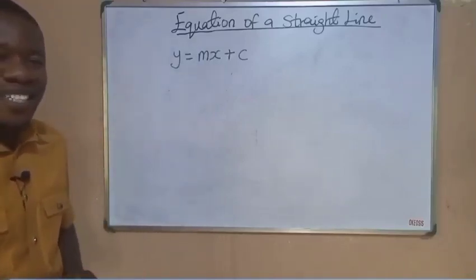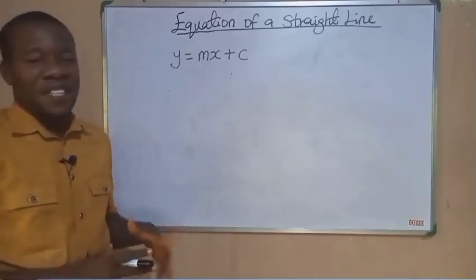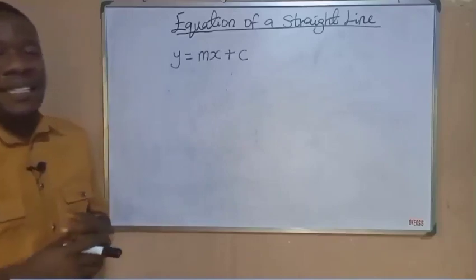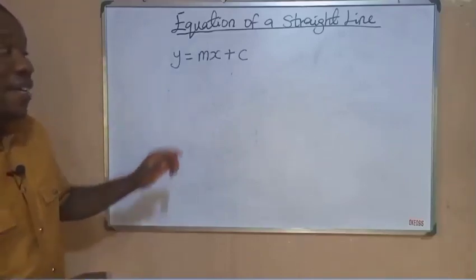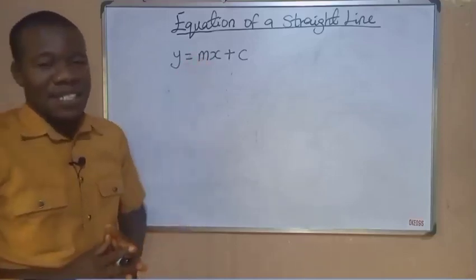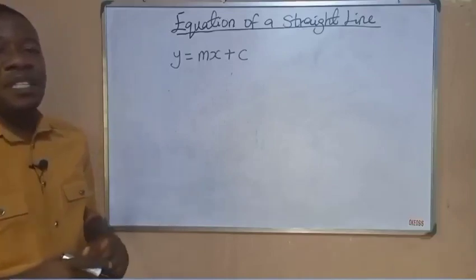Linear works on straight line geometry, and today we want to talk about the equation of a straight line. The general form of any straight line, any equation of a straight line, is given by this formula: y is equal to mx plus c. It's a very important formula whenever we are dealing with straight line geometry.